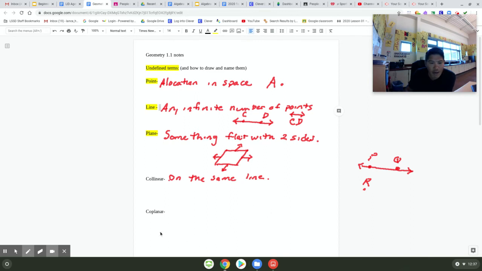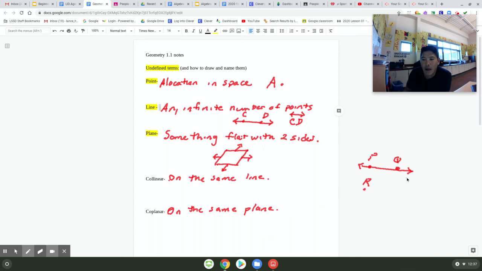And then kind of along those same lines, coplanar means on the same plane. So any 2 points are always collinear, which also means any 2 points are always coplanar. In fact, any 3 points are always coplanar as well. So these 3 points, P, Q, and R, are on the same plane. They're on the plane of my computer screen there.